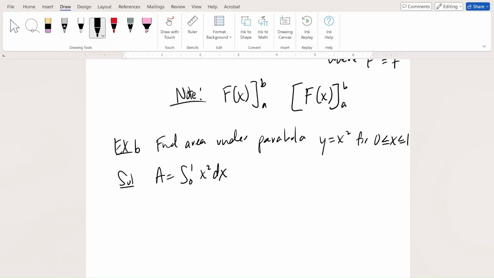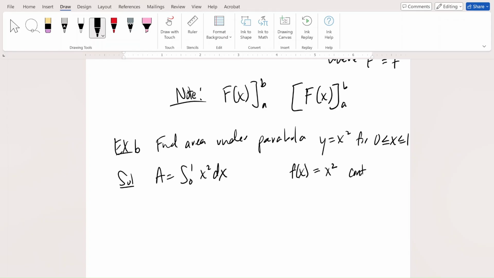And where do you want to take the parabola? The area under the parabola from 0 to 1. So that's your limits of integration. So now look at this situation. If I want to use the fundamental theorem of calculus part 2, you want to look at your f of x, identify it, which is x squared.